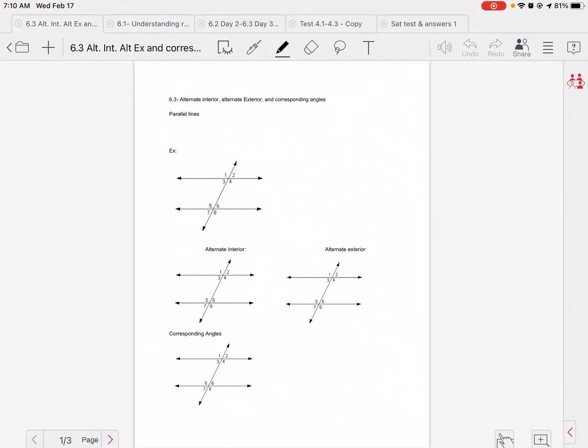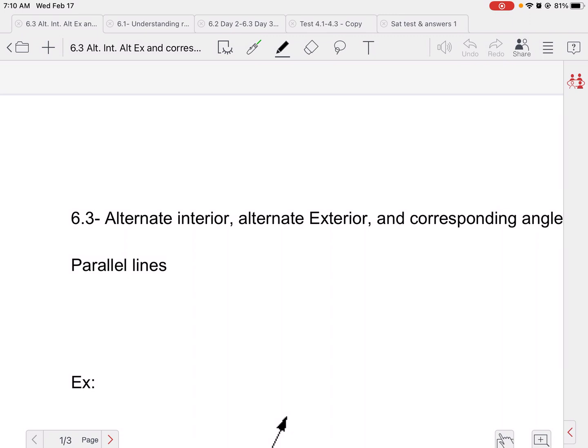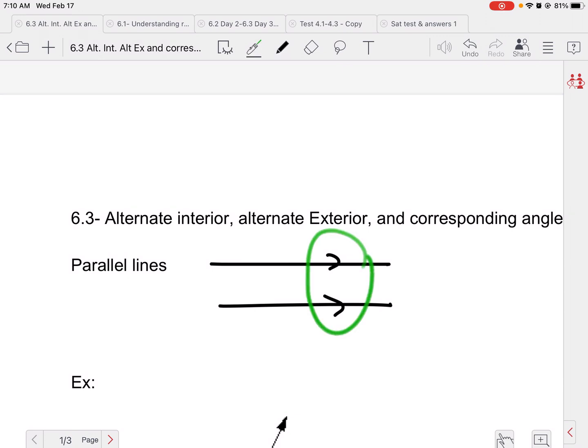So, first we have parallel lines. Remember, parallel lines are 2 lines that never cross, and they can be denoted with 2 little arrows in the center, or off center. And that just shows that if they don't tell you 2 lines are parallel, you can assume that they're parallel. Sorry, my heater's going off, just ignore it.